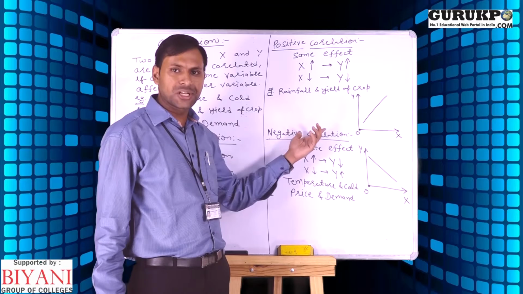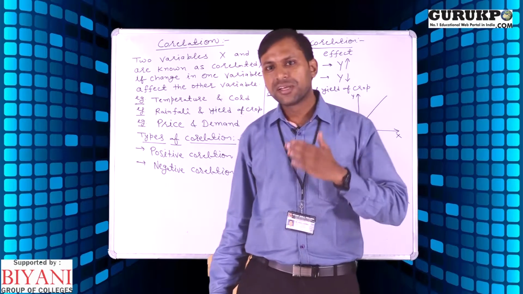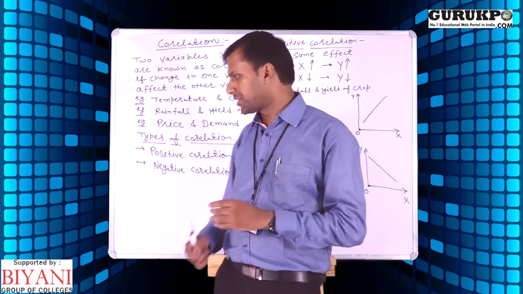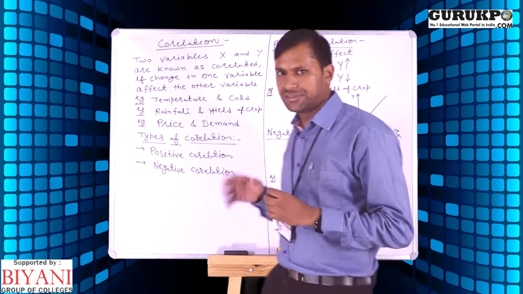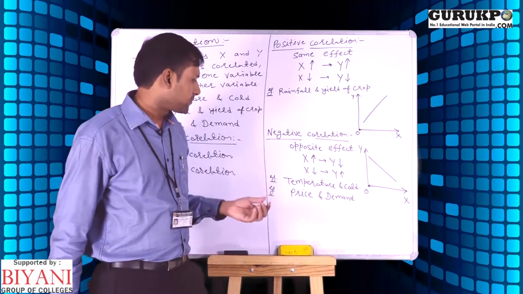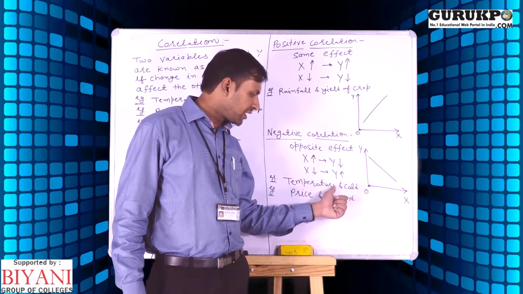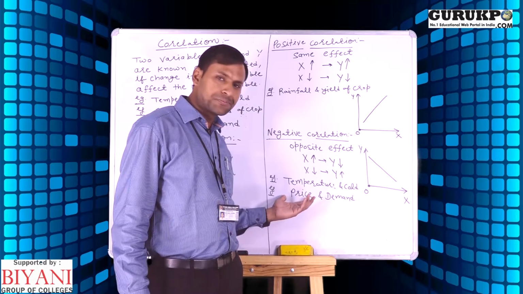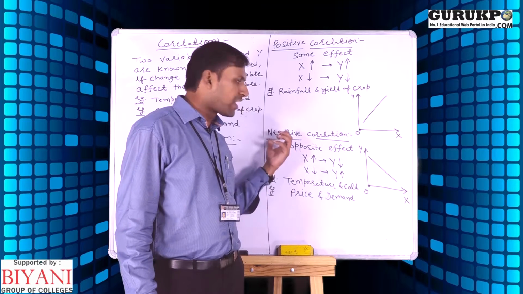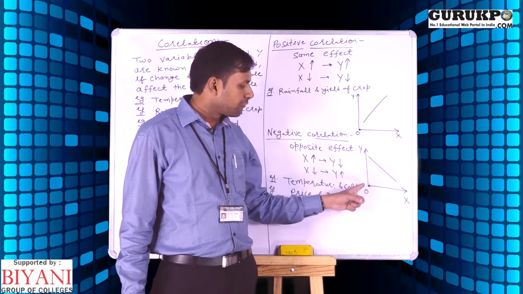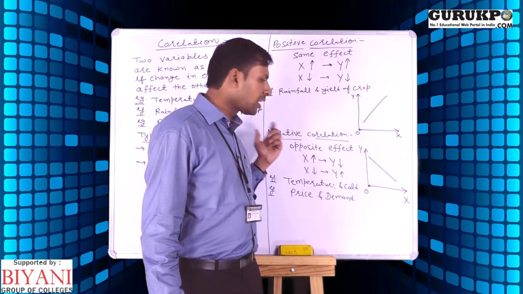Second one is negative correlation. Negative correlation means opposite effect. If we change one variable, then the other variable changes in the opposite direction. Like x increases, then y decreases. X decreases, then y increases. It is known as negative correlation. Examples: temperature and cold. Temperature increases, cold decreases. Temperature decreases, cold increases. Second one is price and demand. Price increases, then demand decreases. So these are examples of negative correlation. We can plot the graph like this. X is in increasing form, y is in decreasing form. It is an example of negative correlation.